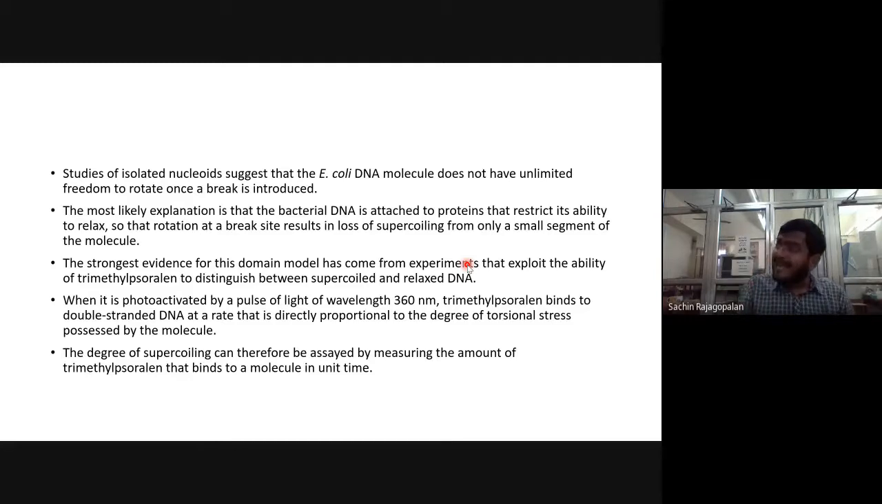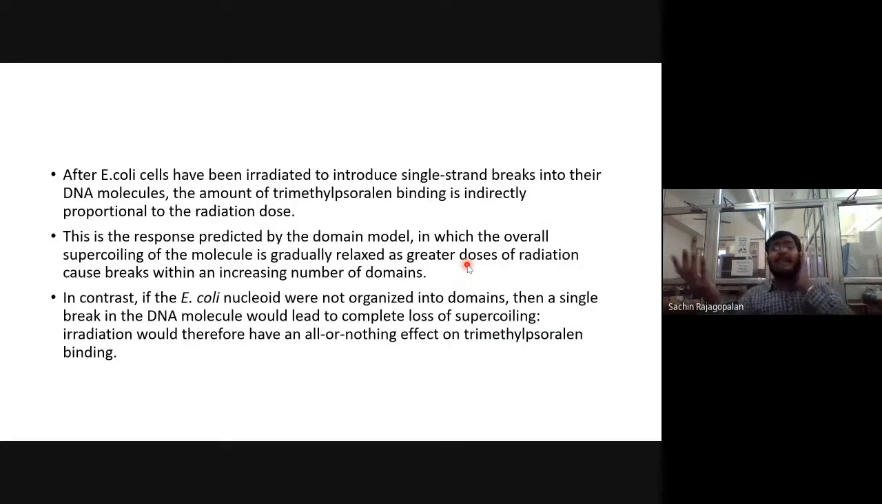So if there is a break in the DNA, supercoiling is reduced, and you will see that the attachment of trimethylpsoralen will also decrease. So trimethylpsoralen has been used since a long period of time to check the degree of supercoiling that is present in the DNA. The more the supercoiling, the more the binding of trimethylpsoralen. The lower the supercoiling, the less trimethylpsoralen will bind. So even people have done that.